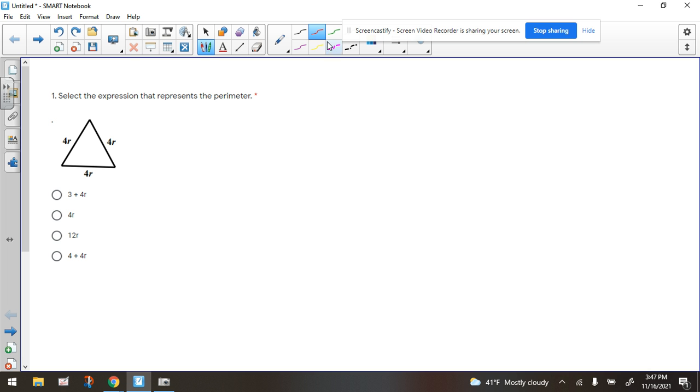Well, there's two ways we can approach it. One way is to say we're just adding up 4r plus 4r plus 4r, and we're going to combine all the like terms. That's one way to do it. So if we have 4r plus 4r plus 4r, how many r's do we have altogether?